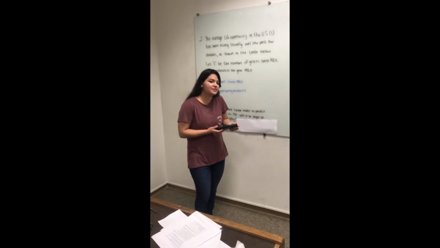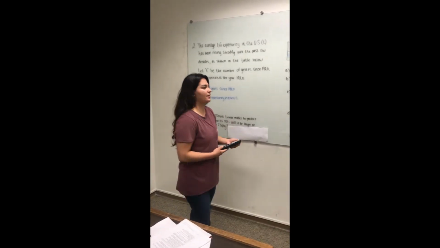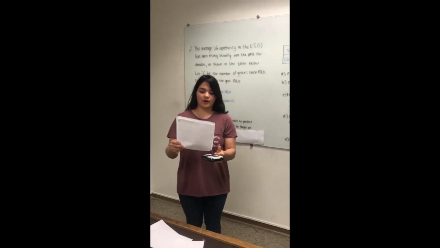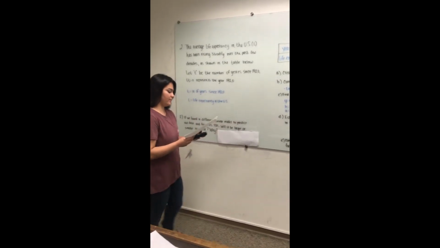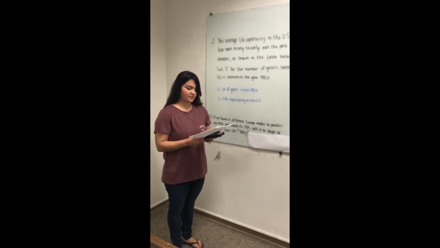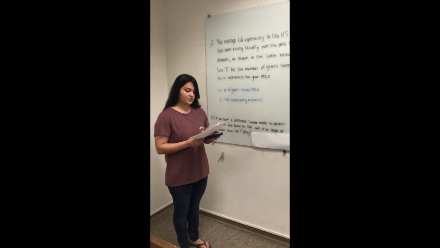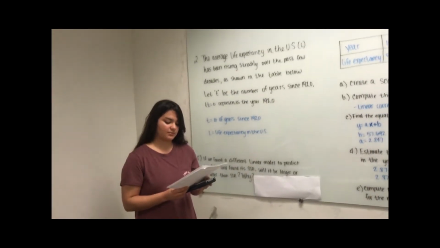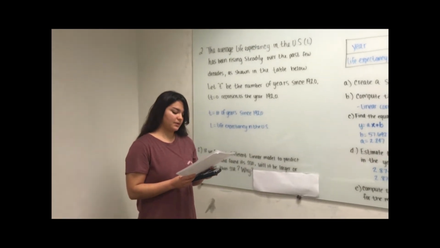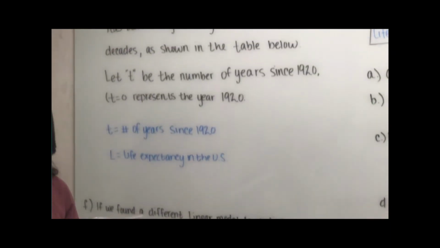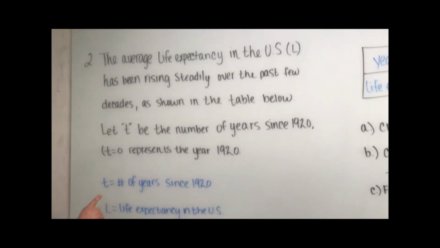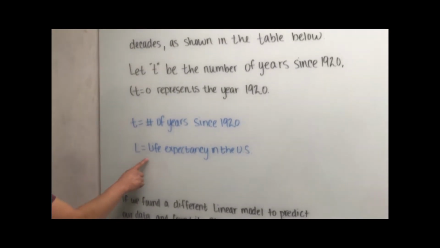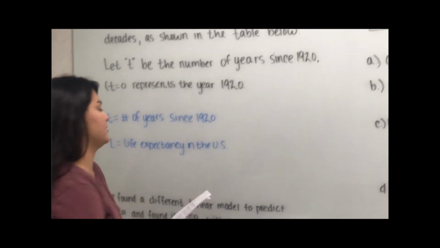Hi, my name is Doris Solis. I'm in group number 5, and I got question number 2 for analyzing data. The question asks: the average life expectancy in the United States, which is L, has been rising steadily over the past few decades as shown in the table below. Let T be the number of years since 1920. So T equals the number of years since 1920 and L equals life expectancy in the US.